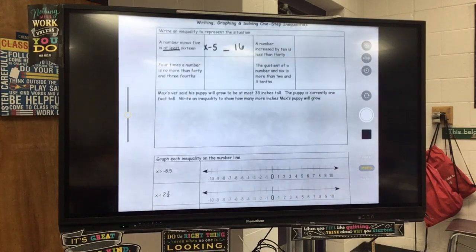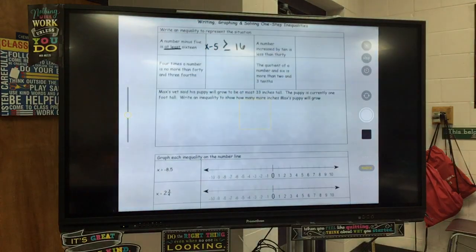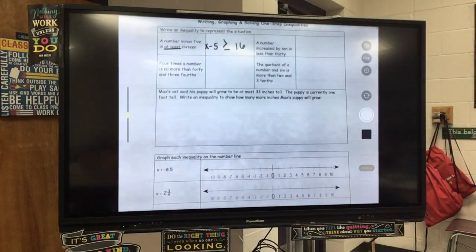Now, here's a little bit more difficult part with this one. Is it greater than or is it less than? So what do we think? Bella? The greater than. Why? Because it says the number is at least 16, so it can be 16. So it can be more than 16, but it cannot be less than 16. All right. So that is writing an inequality. Okay? Again, not terrible. Not the easiest thing to do, but it's not terrible.